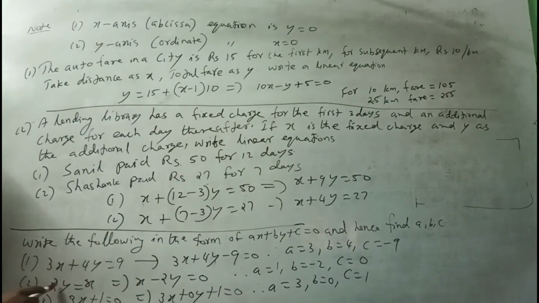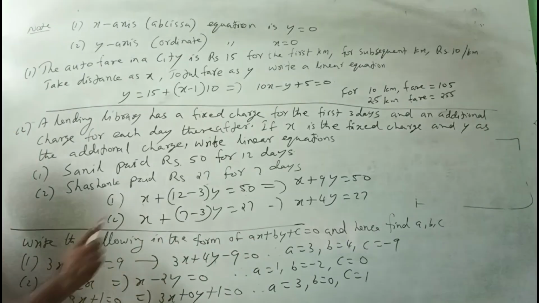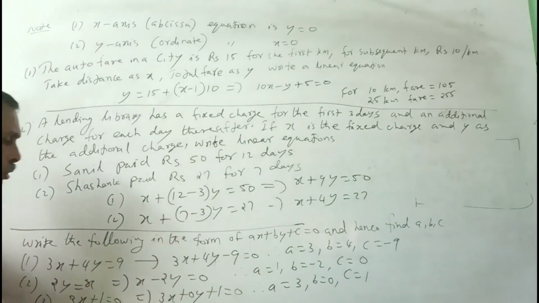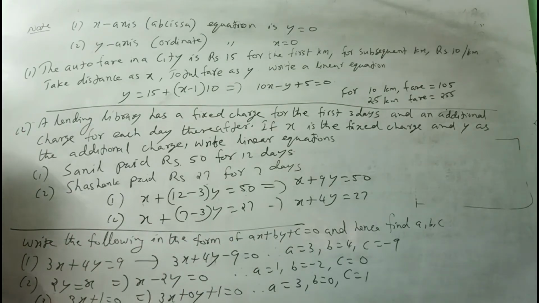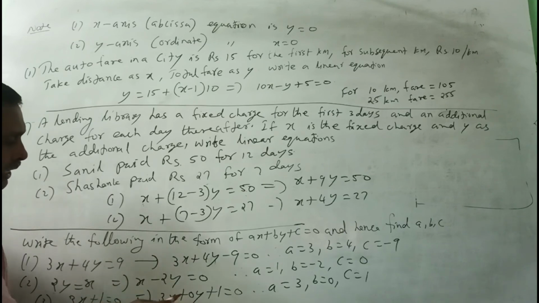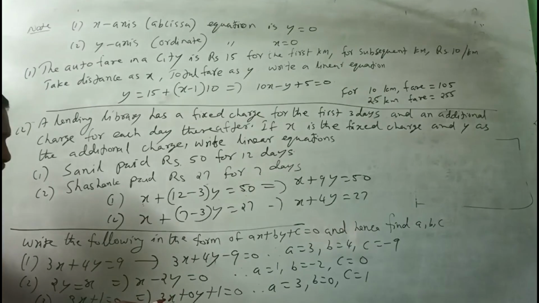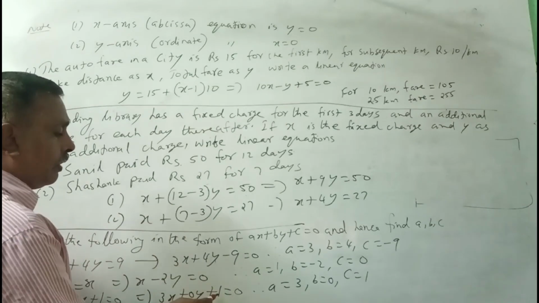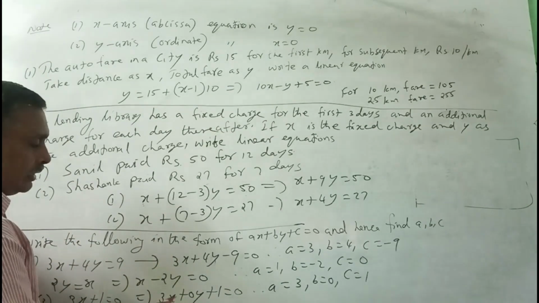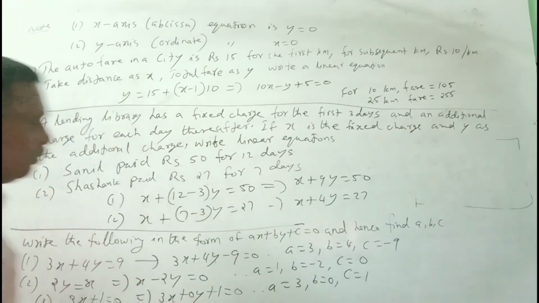Similarly, 2y equal to x. Bring it to the right hand side, you have to write x first. x minus 2y equal to 0. There is no constant term. A is 1, B is minus 2, C is 0. And the last one, 3x plus 1 equal to 0. There is no y term, so we will write 3x plus 0y. Since there is no y term, we write 0y. If there is no x term, you will write 0x. So 3x plus 0y plus 1 equal to 0. A is 3, B is 0, C is equal to 1.